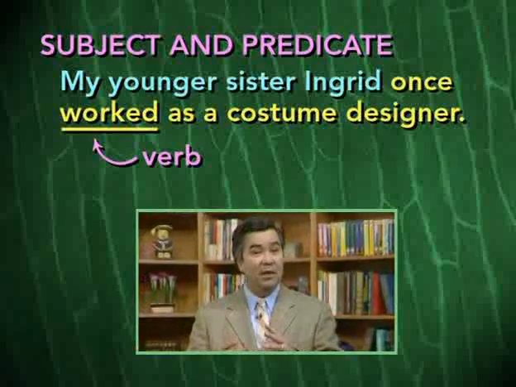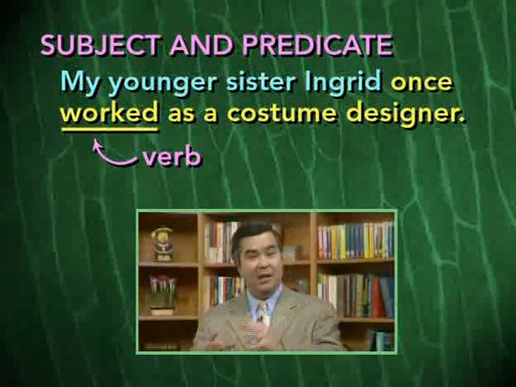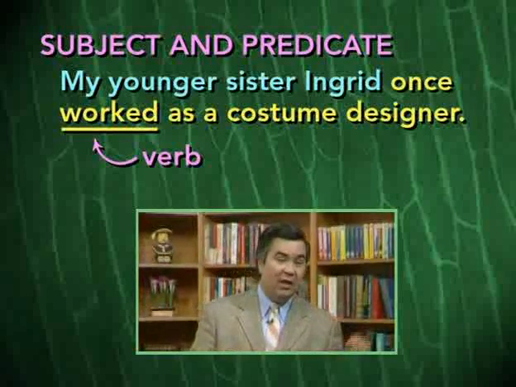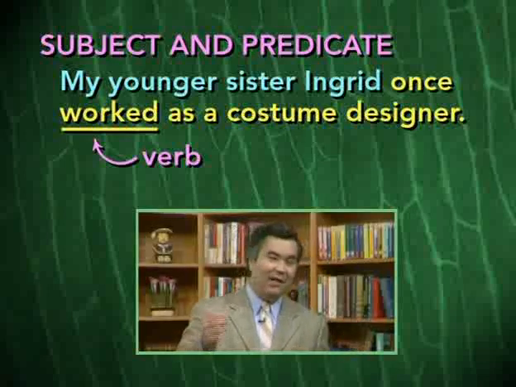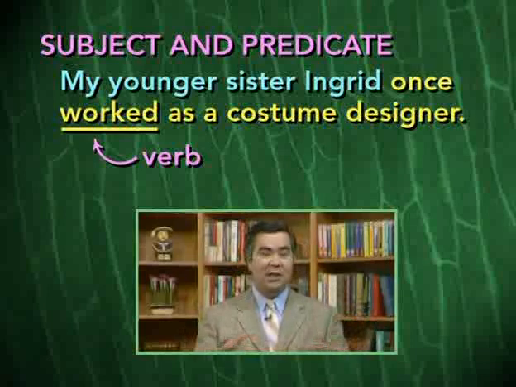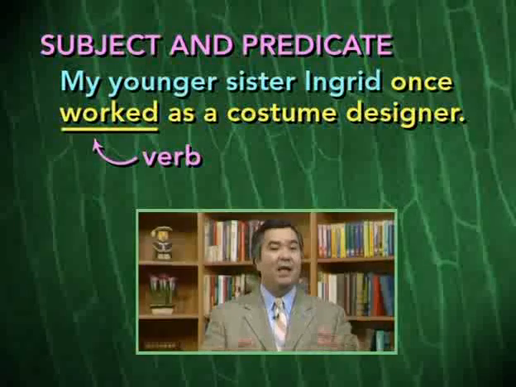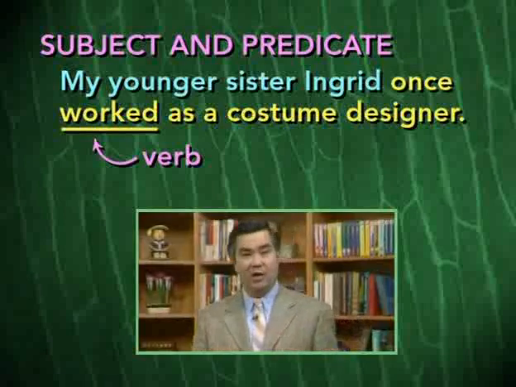It's the verb. So the heart of this sentence is the subject and the predicate, and in particular, the one-word simple subject and the verb. Ingrid worked. And all the other words in the subject and the predicate are there to give us more information about how and when and at what Ingrid worked.